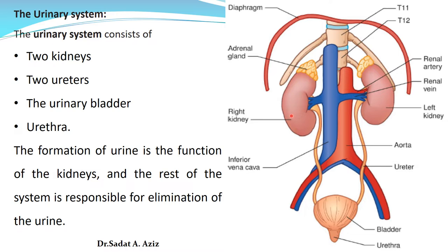Okay, we will explain this in detail. And the rest of the system is responsible for elimination of the urine. So the ureters, urinary bladder, and urethra are involved with what? With the elimination of urine.